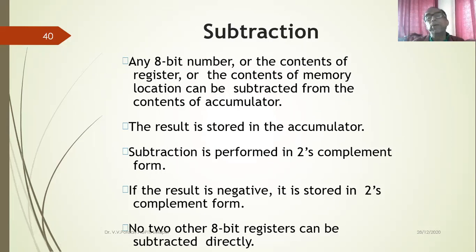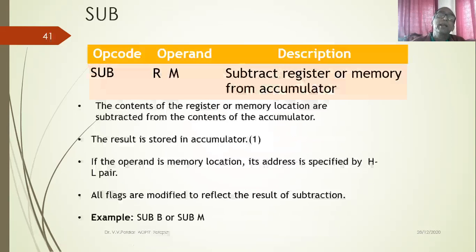Any 8-bit number, or the contents of a register or a memory location, can be subtracted from the contents of the accumulator. The result is stored in the accumulator. Subtraction is performed in 2's complement form. If the result is negative, it is stored in 2's complement form. No two other 8-bit registers can be subtracted directly. An example is the instruction SUB.